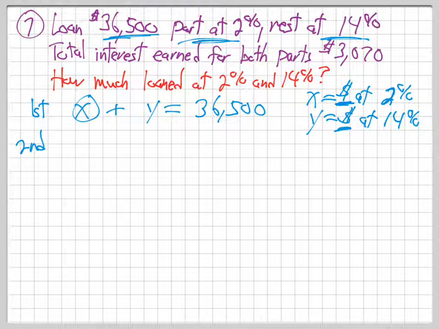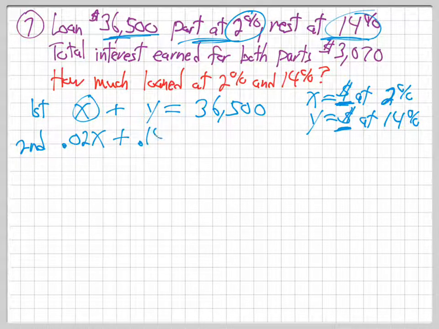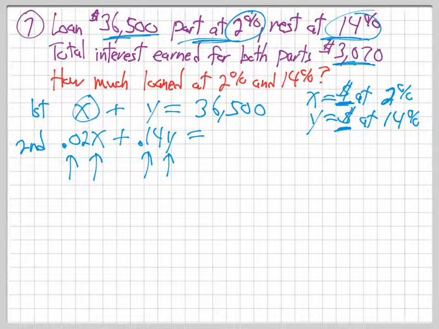The second equation brings in the interest, right? However much x is, the interest was 2% of that, so 0.02 times x, plus 0.14 times y. So however many dollars x is times 2% of it, that's the interest on that money, and however many dollars for the y part of the loan at 14% interest adds up to be a total interest of $3,070. So there's our two equations with two letters. So now we just have to solve.